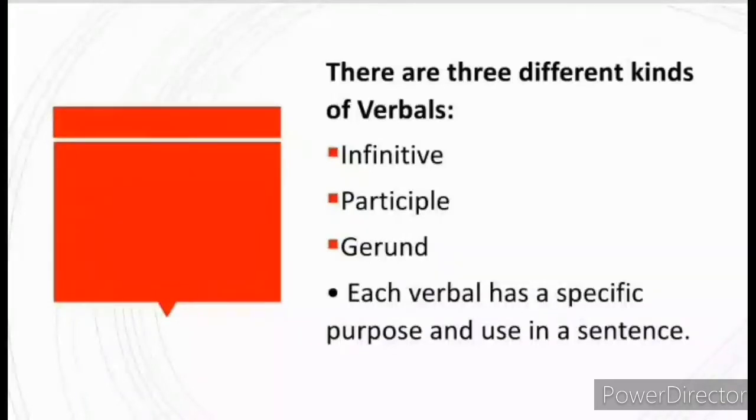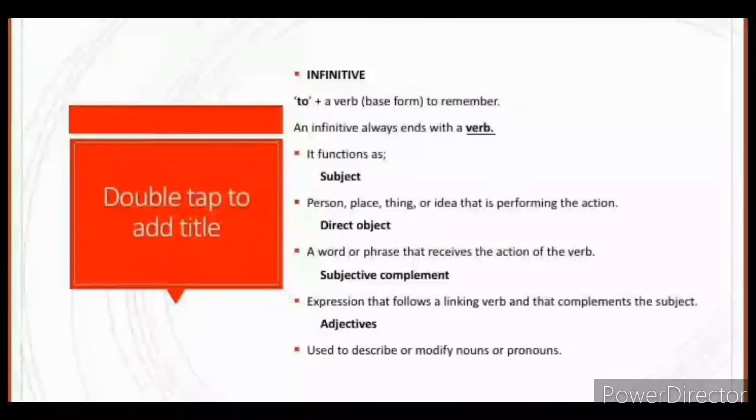So, what is the difference between verb and verbals? A verb is a word used to describe an action, state, or occurrence, and forming the main part of the predicate of a sentence. A verbal is a word or words functioning as a noun, adjective, or adverb rather than a verb. There are three different types of verbals. First is the infinitive, second is the participle, and third is the gerund.